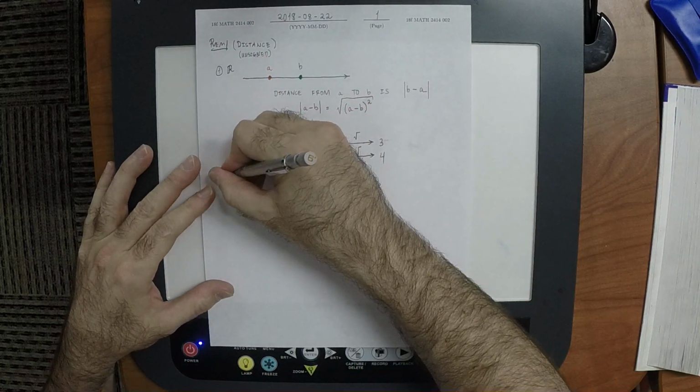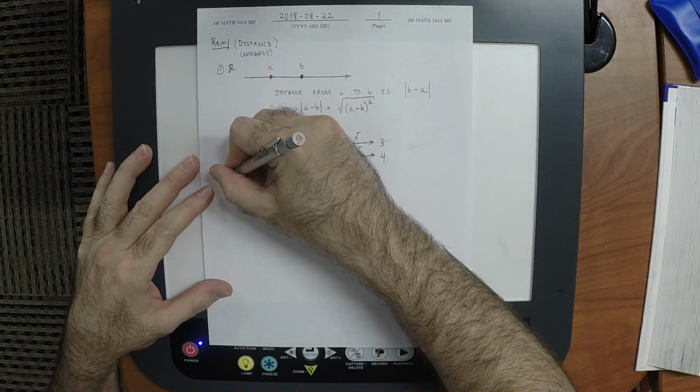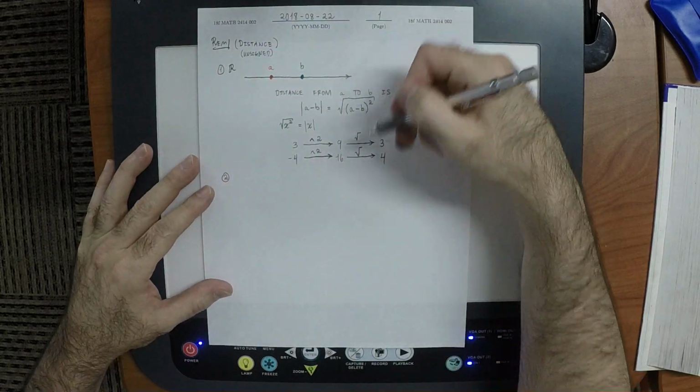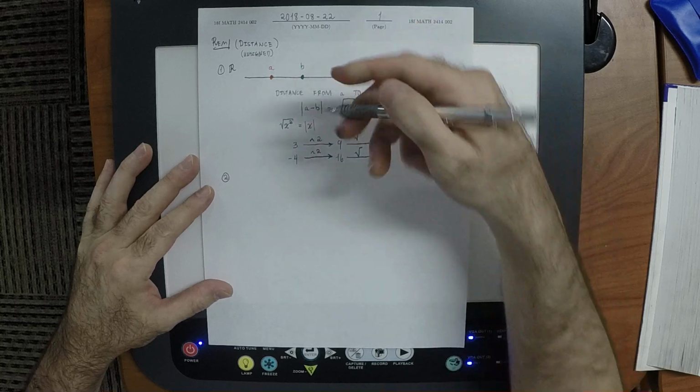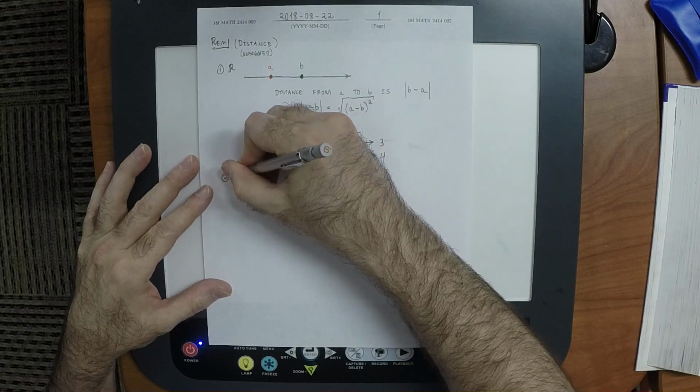Fine. So then now 2. So this is distance on the real line. Now we want to consider the distance on the plane.